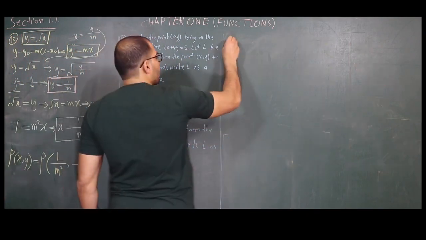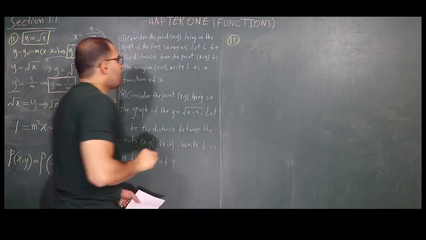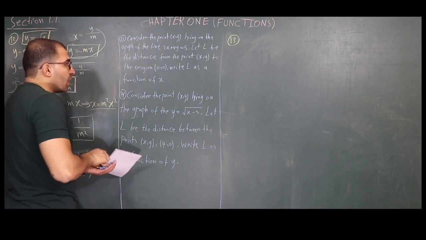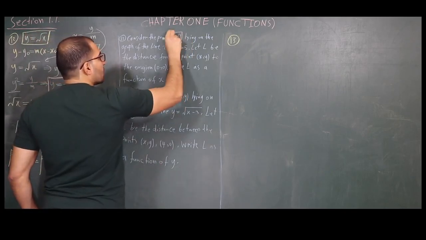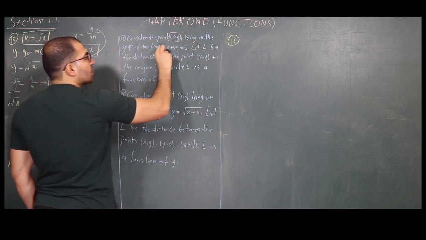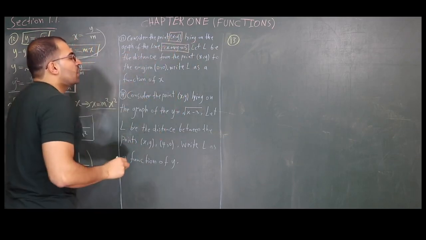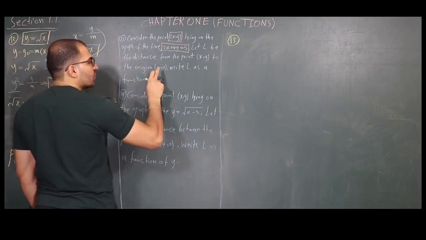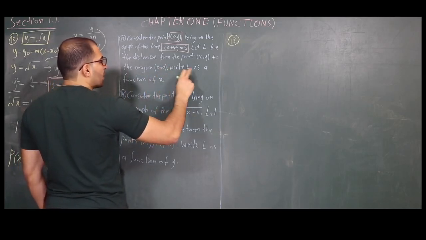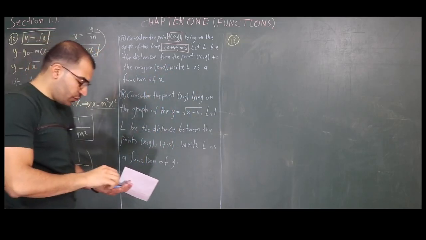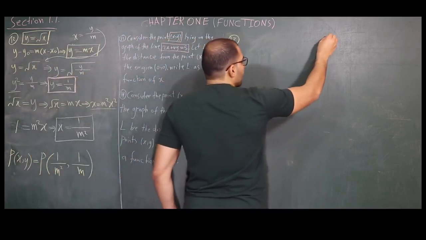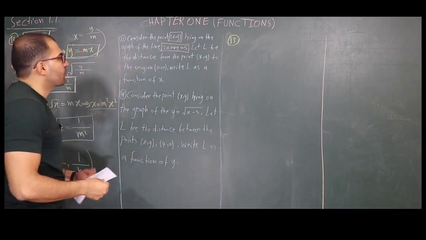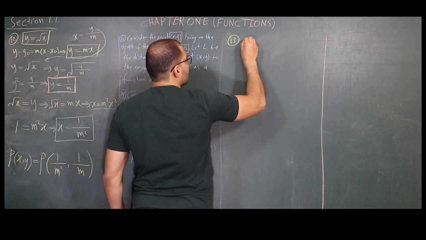Okay. Now we have question 13. Question 13 says, consider the point (x, y) lying on the graph of the line. Let L be the distance from the point (x, y) to the origin O. Write L as a function of x. So we're going to make a plan for our solution first, and then we're going to start the steps of the solution.